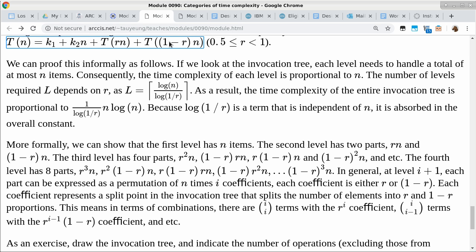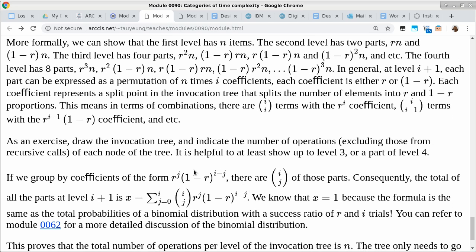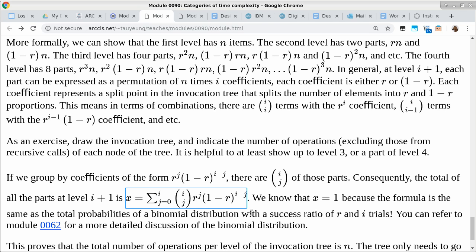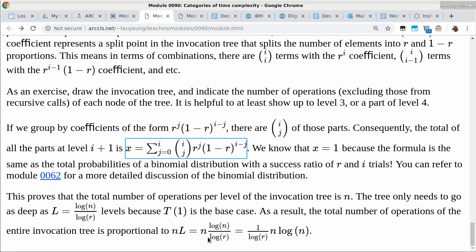Is that okay? Yes? And then these terms here are recursive, but we know that no matter how much we add, each level is only giving us n items, exactly n items. So that's how we can come up with the time complexity of n times log n. So when you get down to here, we're getting back to the binomial distribution. This is where we talk about how the summation of all of those terms is really just 1. And because of that, we get back to the equation where we just have n log n as the time complexity.